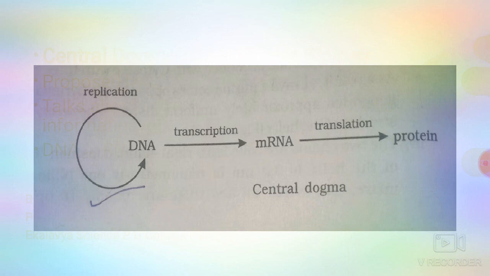But in some viruses, the flow of information is in the reverse direction, that is from RNA to DNA. See, what happens in some viruses? The flow of information is in the reverse direction, the reverse process, in which the genetic information flows from RNA to DNA.